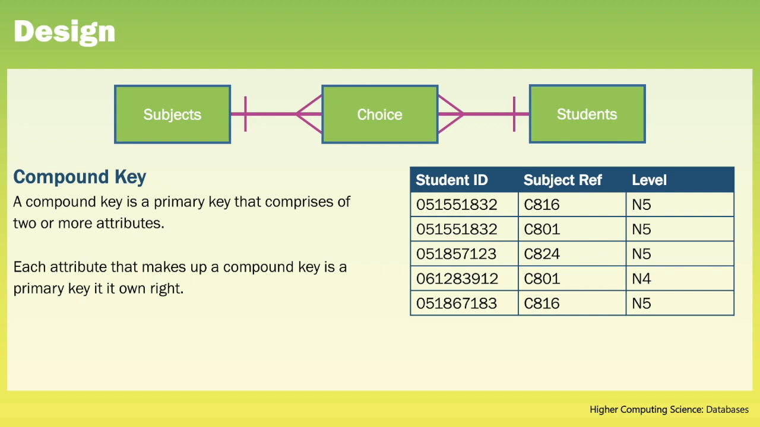Each attribute that makes up a compound key is a primary key in its own right. So in our example here, our compound key can be student ID and subject ref, as both of these are primary keys within their respective tables.